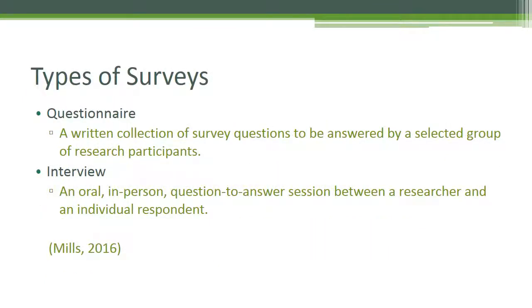Okay, so the types of surveys are questionnaires or interviews. A questionnaire would be anything that's written, so that could be a paper survey, that could be something that is sent in the surface mail, or it could be even an email. An interview is something that's oral, in person, question to answer. So if you are talking to them face to face, or if you're talking to them on the phone, that would be what an interview would look like.